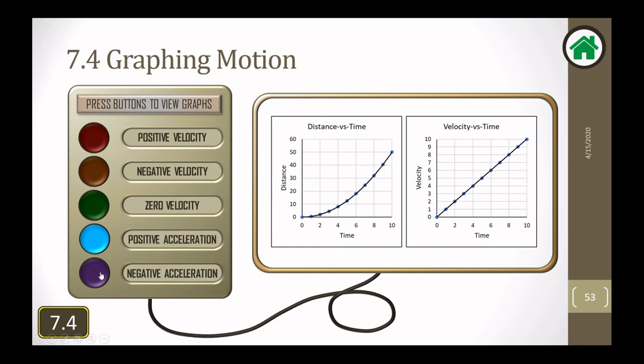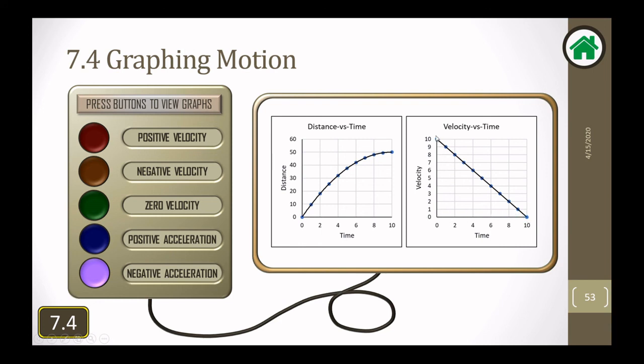And finally, let's look at negative acceleration. So we have an object that starts off with a pretty high rate of speed, but then as time passes, it slows down and the distance traveled between each unit of time gets smaller and smaller until finally the object reaches a standstill where it's not moving at all. And that's what we see on the velocity versus time graph. As time passes, the object's velocity gets slower and slower until finally at the end it reaches a velocity of 0.